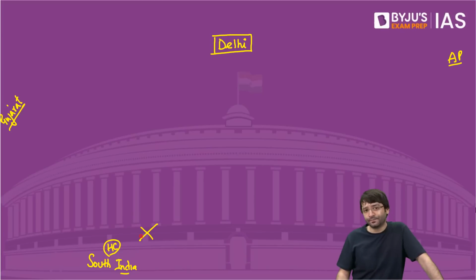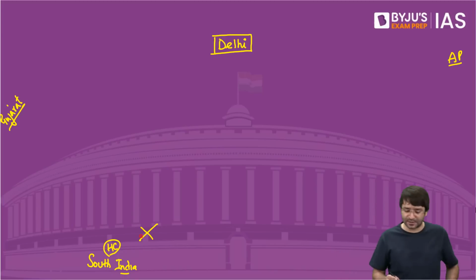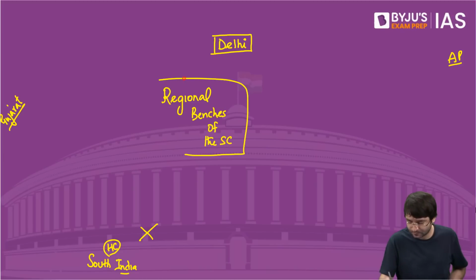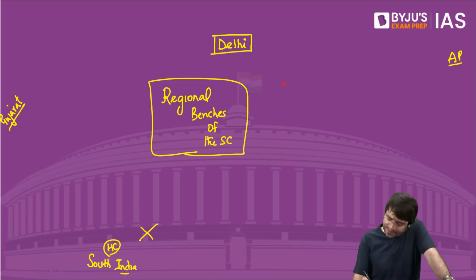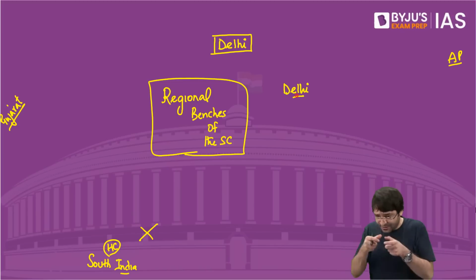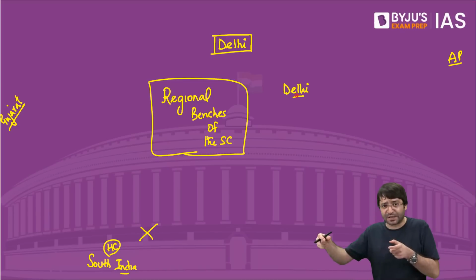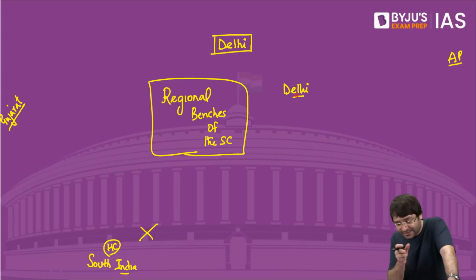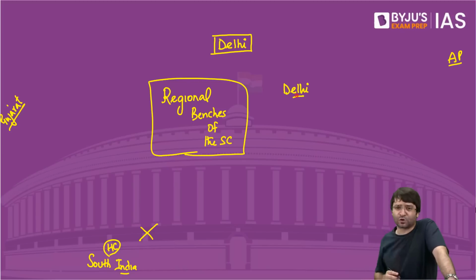Then what is the alternative? The alternative prescribed was that we should have regional benches of the Supreme Court. Which means let the Supreme Court be in Delhi. The seat of the Supreme Court can be in Delhi or in other place or places, as the Chief Justice of India, with the prior approval of the President, may from time to time appoint. That means the Supreme Court can sit in other places as well, other than Delhi. Let's have regional benches of the Supreme Court.